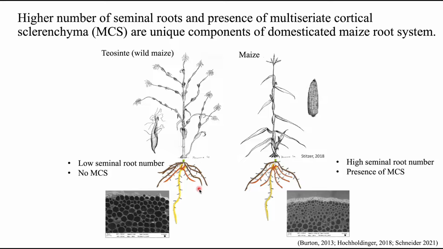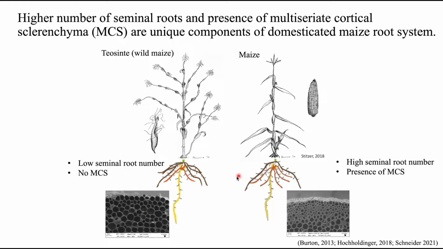What Amy Burton did was a wide phenotypic characterization of the root systems of several populations of maize landraces and teosintes, and the main contribution of Amy was that the root system of teosinte tends to have fewer seminal roots. They vary from 0 to 2, while maize tends to have from 2 to 8 seminal roots.